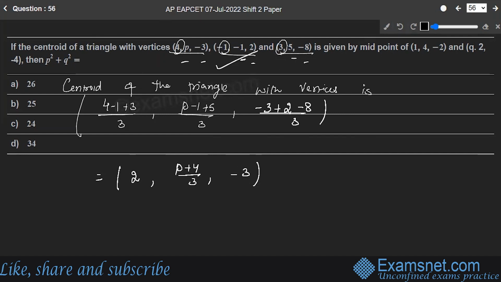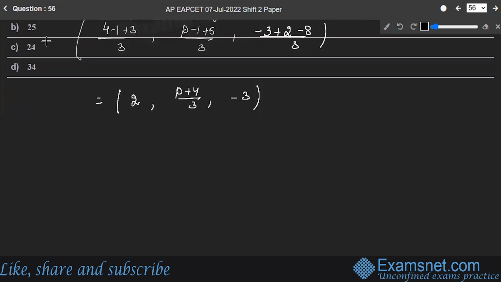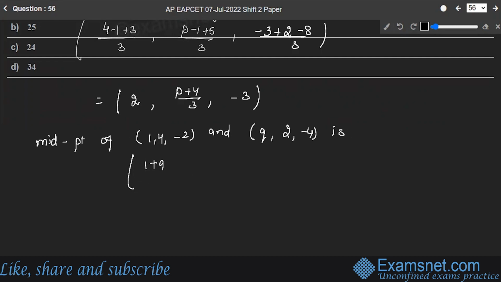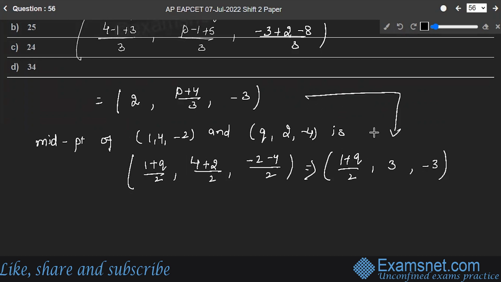Next, it is also given by the midpoint of these two points. So let's calculate the midpoint of 1, 4, minus 2 and q, 2, minus 4. It is 1 plus q upon 2, 4 plus 2 upon 2, minus 2 minus 4 upon 2. So this will be equal to 1 plus q upon 2, then 6 upon 2, which is 3, minus 6 upon 2, which is minus 3. Right? If I look at these two, let's equate both of them because they represent the same point.